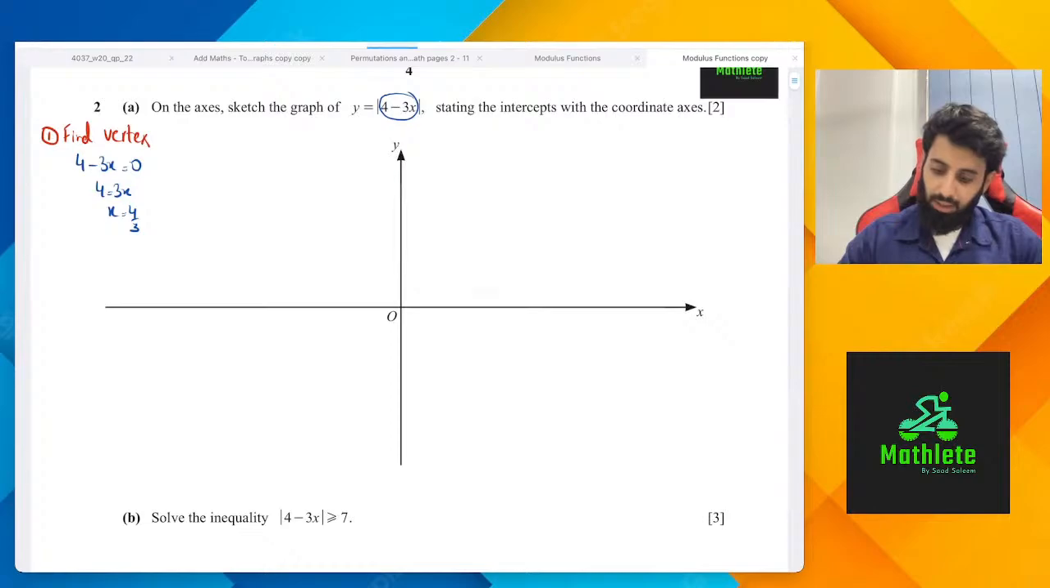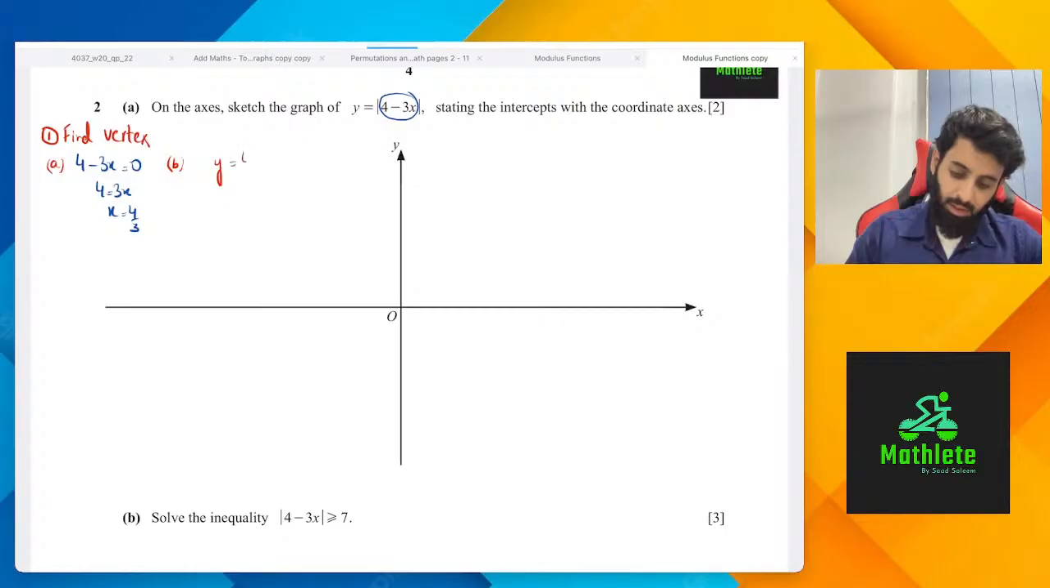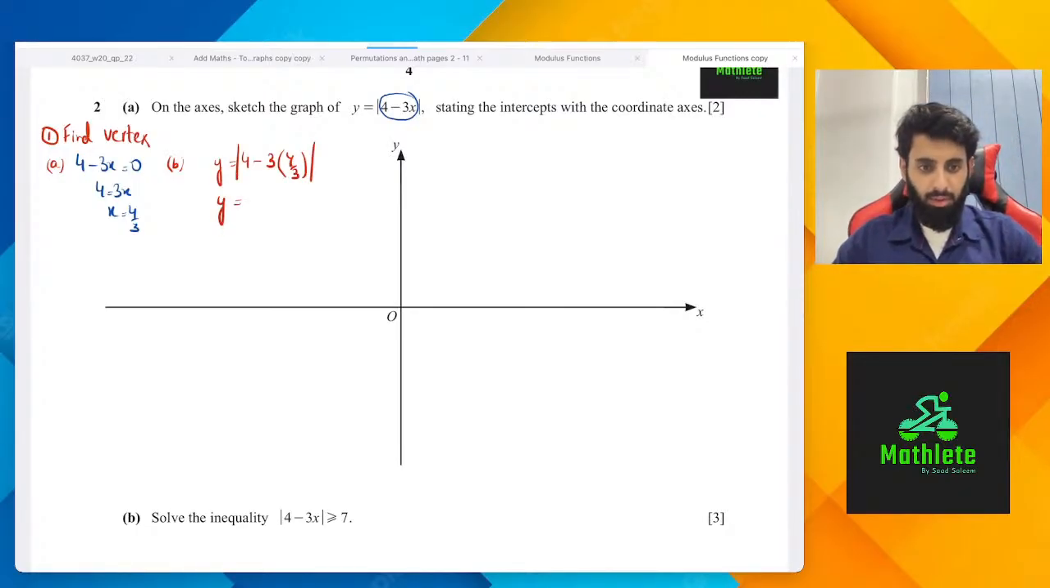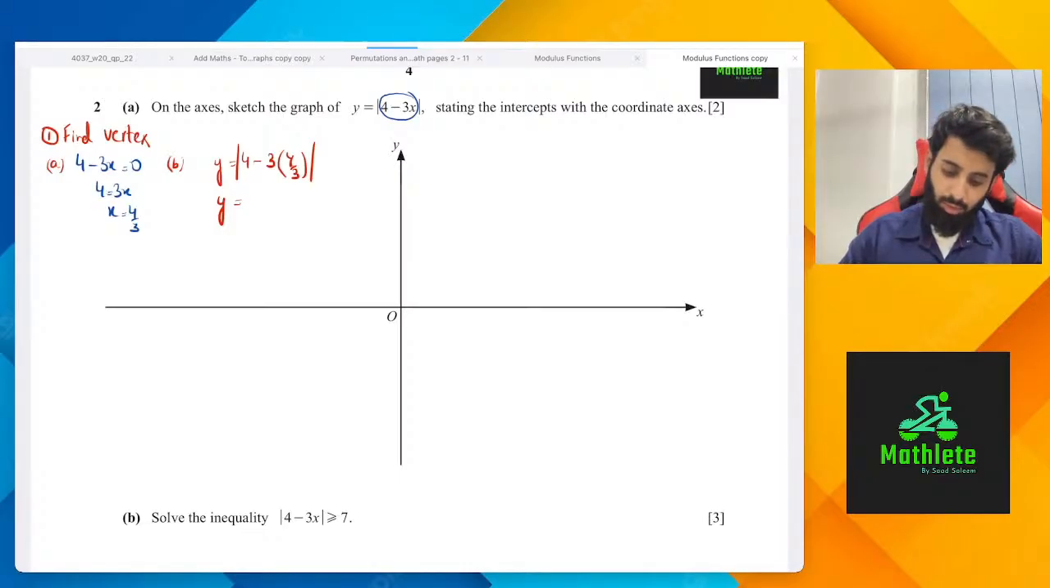Now that you have the x coordinate of the vertex, think of this as step 1 part A. Step 1 part B is that you find the y coordinate of the vertex. How? You plug the x value back into the equation. Most of the time that turns out to be 0, and the only time it's not 0 is when you have something outside the modulus also. So 4 minus 3 times 4 over 3, the 3 gets cancelled out, 4 minus 4 is 0, so y equals 0.